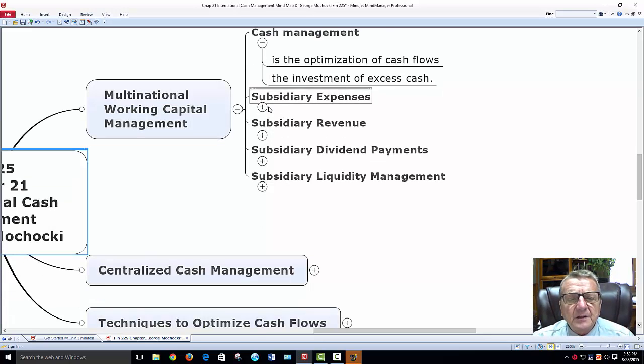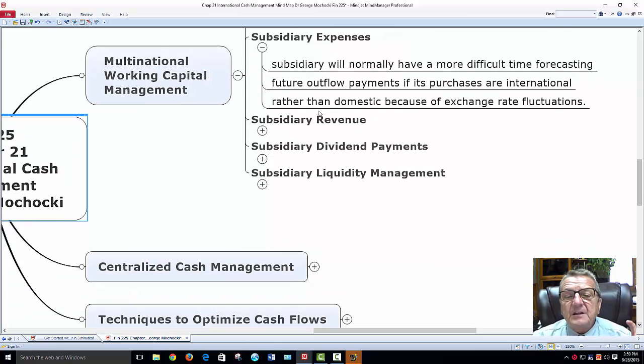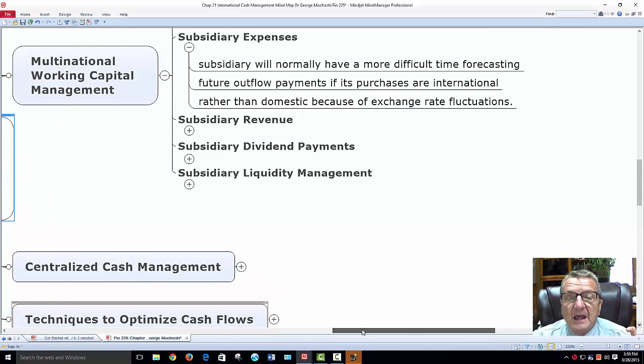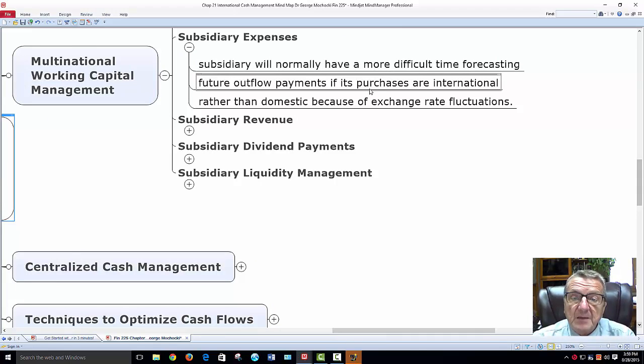Okay. Now, subsidiary expenses. How do I pay? A subsidiary will normally have a more difficult time forecasting future outflow of payments if its purchases are international rather than domestic, because there's exchange rate fluctuation. If you bought anything online, and we all buy something online, let's say I buy it in the UK, because a lot of people buy there, and it looks almost like a dollar to pounds.